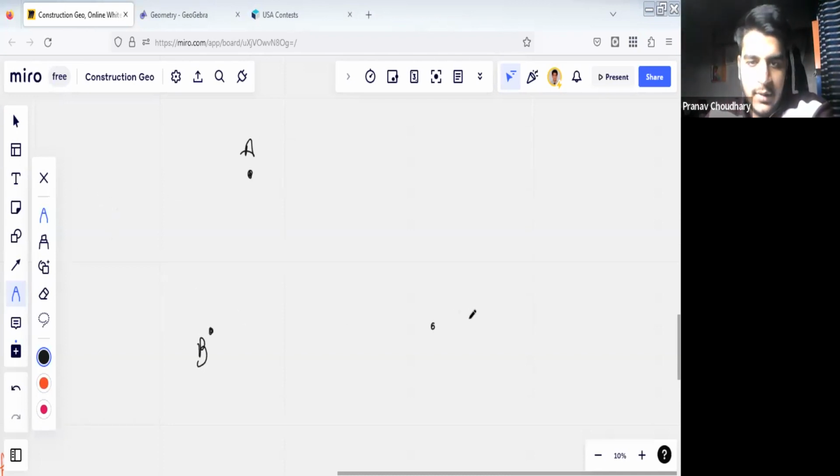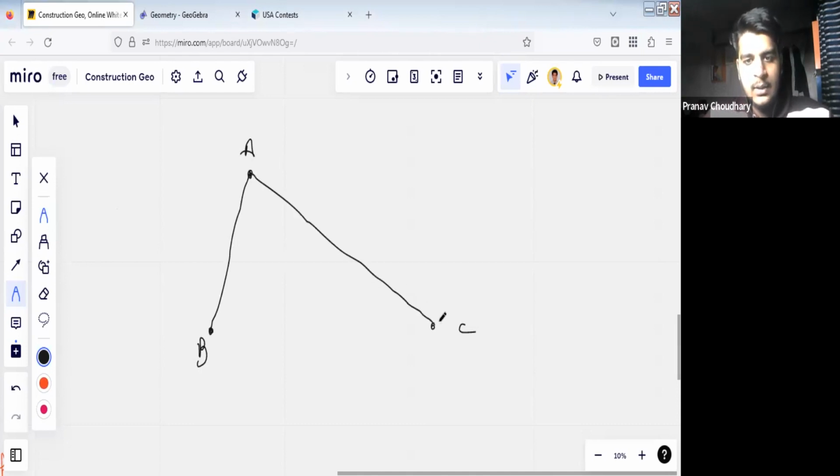Okay, nice. You have 3 points, A, B, and C marked. You are given the midpoint of AB and the midpoint of AC. Let's say this is M1, M2. You have to prove that using only a straight edge, you can construct the midpoint of any segment PQ in the plane.